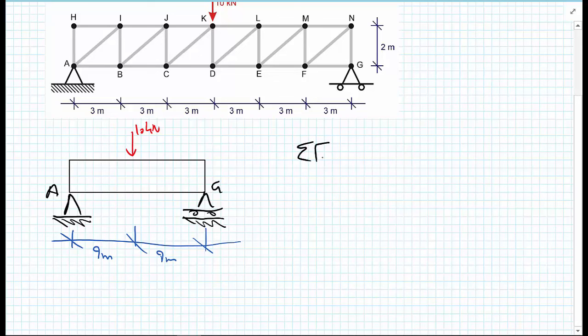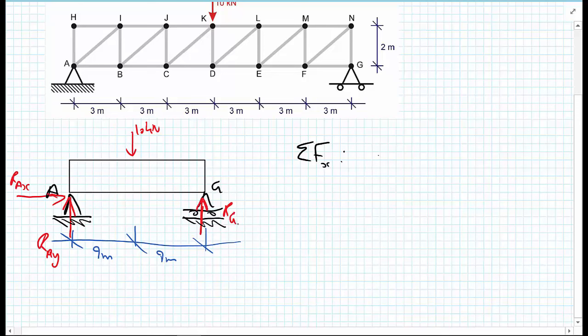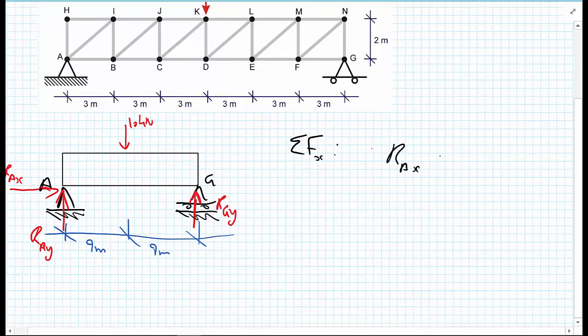So, the sum of the forces in the x direction for the equilibrium of the entire body. We'll draw on the reaction forces. We have a vertical reaction force at G, a vertical reaction force at A, and a horizontal reaction force at A. Let's call that one RAX, this one RAY, and RGY. So the sum of the forces in the x direction: RAX equals 0. There's nothing else there.